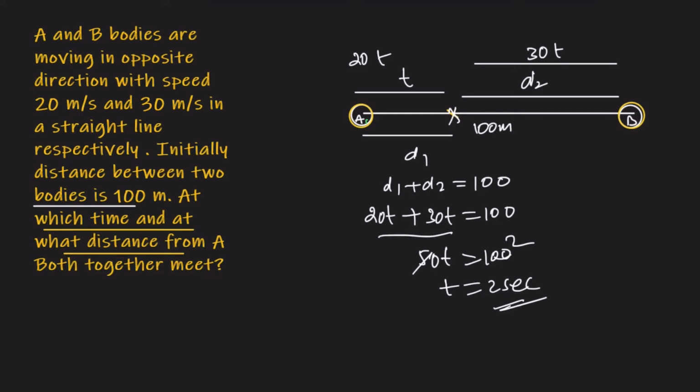Next, at what distance from A? So what is the A here? 20 into t, 20 into 2, we get the 40. So this is the answer.